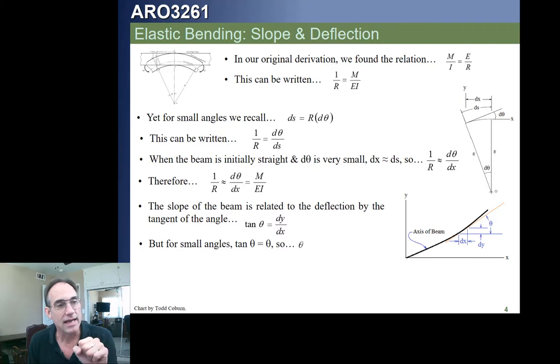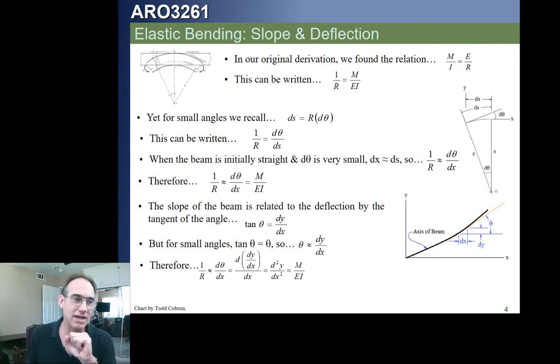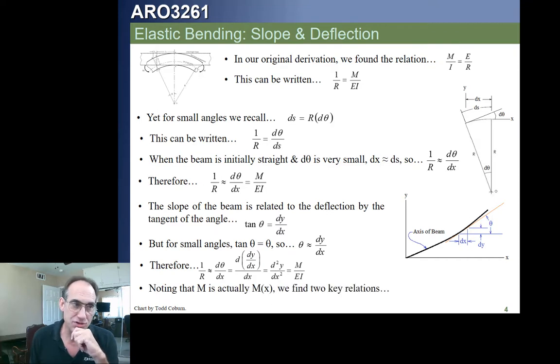If we take a look at our little axis of the beam and the deflected shape, we find the relation tangent theta is equal to dy over dx, which we often will say, gee, if our angle is small enough, then theta is just tangent of theta. And if we use all these gross simplifications and assumptions and rearrange, we get this: 1 over the radius of curvature is equal to M over EI.